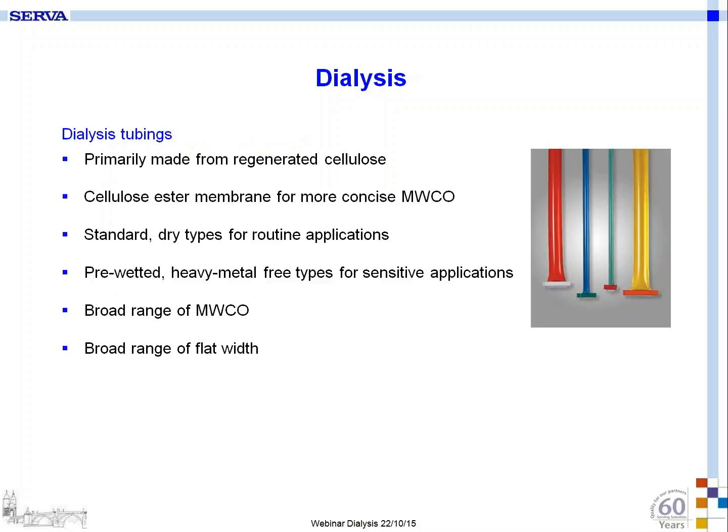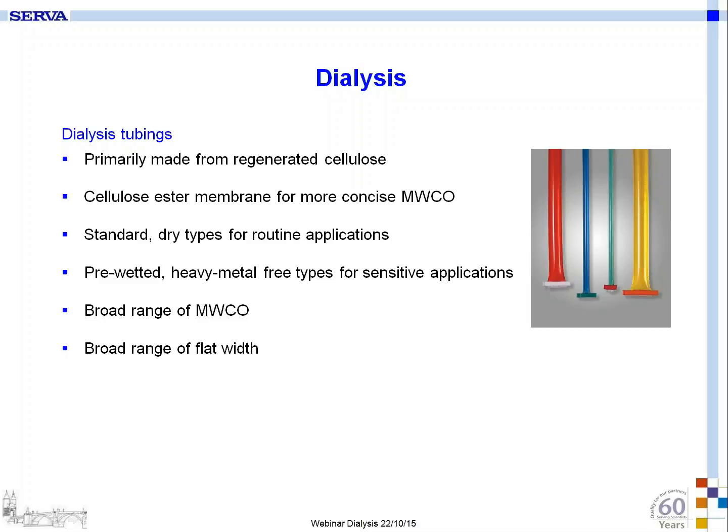For many decades, there have already been standard dialyzing tubings available, which I'm sure everyone knows, and they are primarily made from regenerated cellulose. Since many years, standard dialysis tubings made from cellulose ester are available as well. They have the advantage of a more concise molecular weight cutoff, because regenerated cellulose has very inconsistent, not very well defined pore sizes. So the molecular weight cutoff of regenerated cellulose is only an average value.